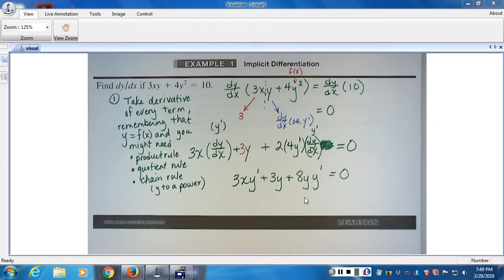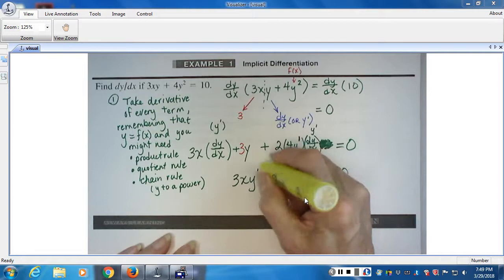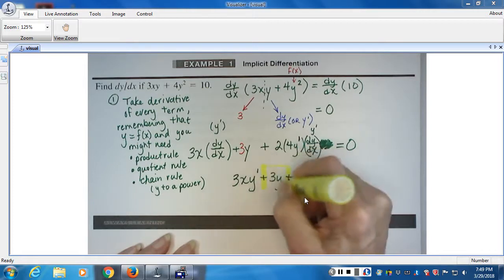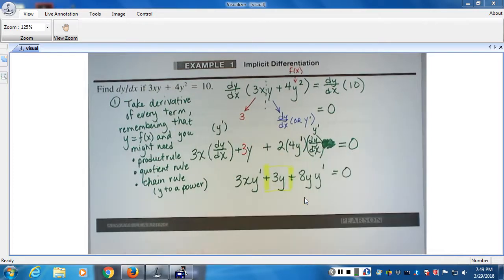Do all of those terms have a y prime in them? Which one doesn't? Okay. Let's move him to the other side.